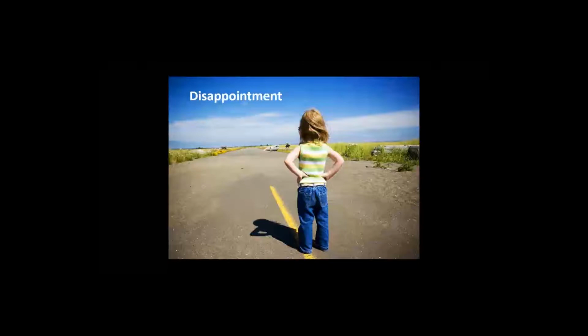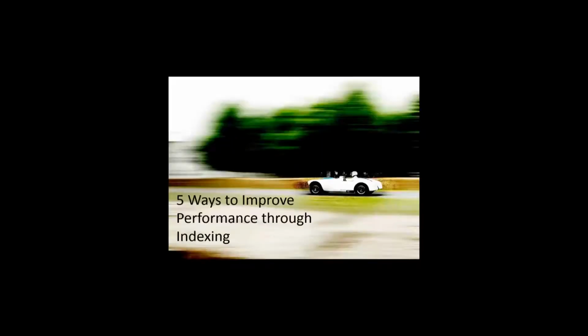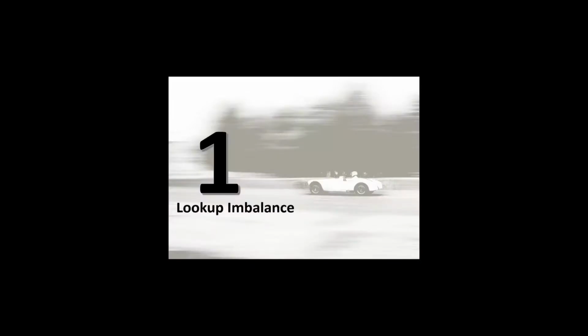In this session today, we're going to talk about 5 ways that you improve performance through indexing. These methods are fairly generic. I'm not going to go into creating non-clustered indexes with 2 columns. We're going to talk more about ways that you can look at your indexes, find out whether or not there's a problem, and then how to address that problem. So the first one that we're going to look at today is Lookup Imbalance.